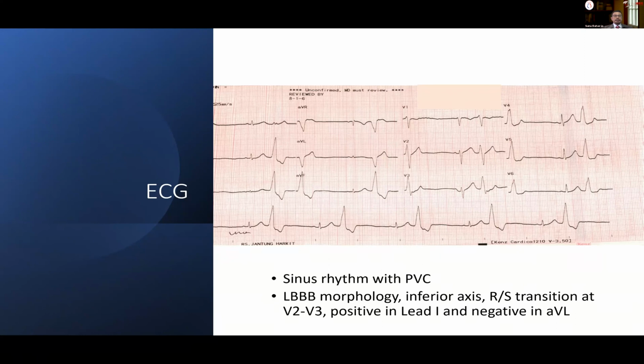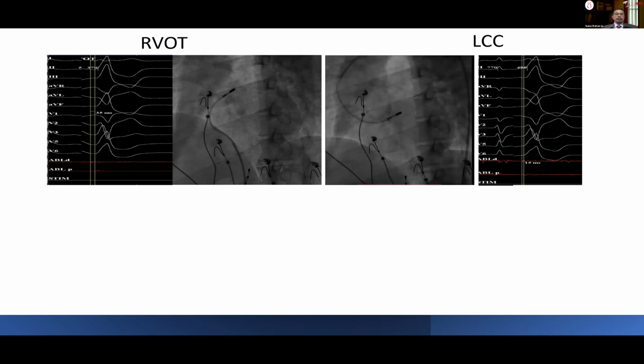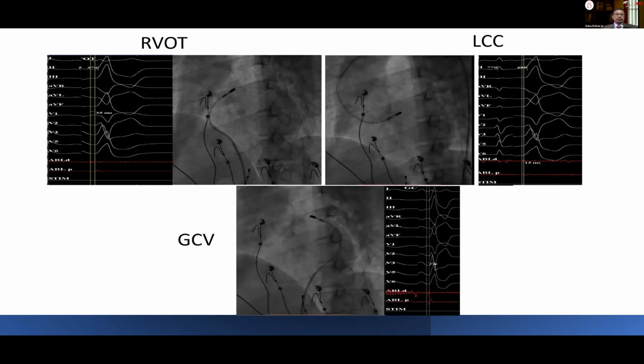This is another patient that cannot be covered by insurance, so we try to map using the conventional approach only. Look at this RVOT, where we also use only the activation mapping. And this is the left coronary cusp, and this is the great cardiac vein. So even if we only use fluoroscopy and activation mapping, we could successfully ablate the LV summit PVC in this patient.